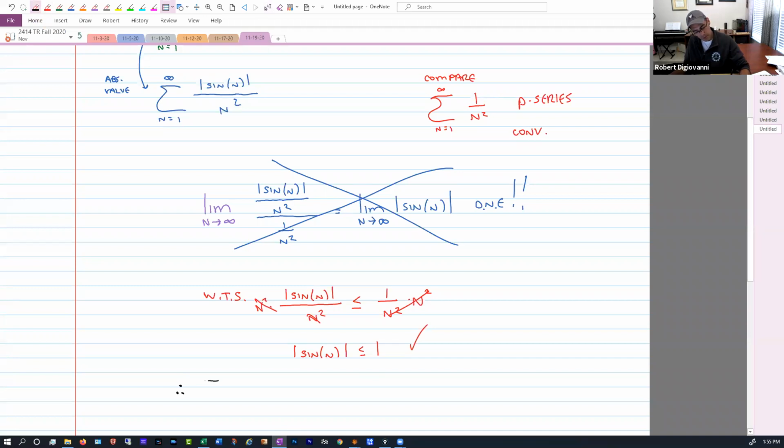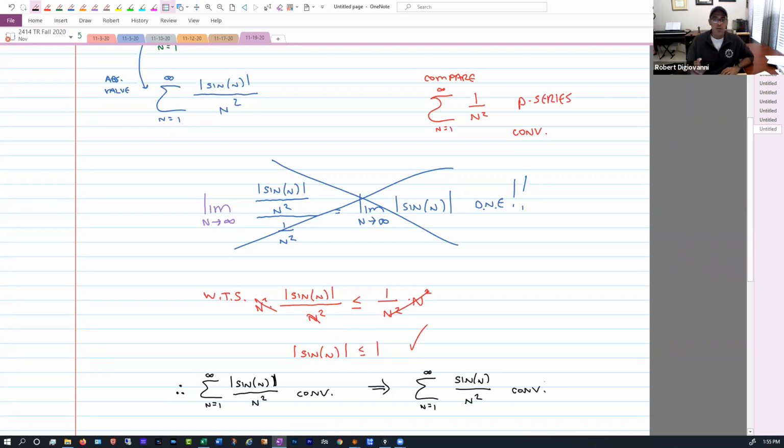Therefore, this sum converges, which implies by the theorem that the sum without the absolute value converges. So that example shows you how you can use the absolute convergence of a series along with a comparison test to show some other series converges.